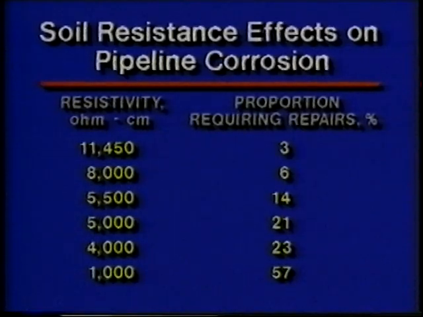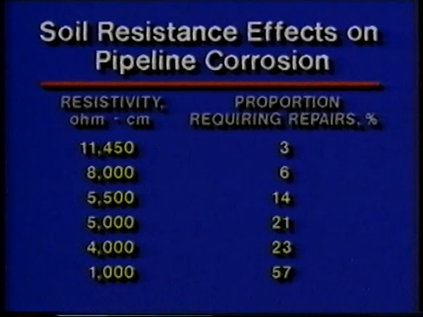The next slide shows a range of values that we can see for the resistivity of various soils. What we're showing in this slide is a column of resistivity measured in ohm centimeters, and the higher that value is, the more resistance there is to current flow through the system, as a function of the percentage of a pipeline that required repairs. The higher the percentage requiring repairs, the greater the corrosion rate.